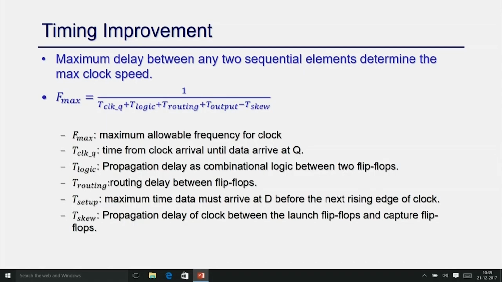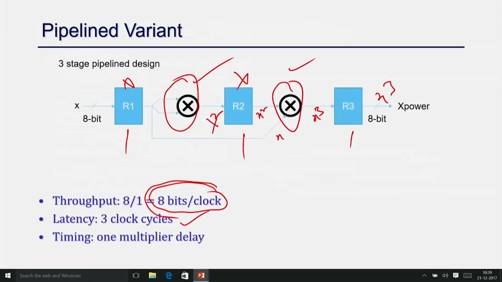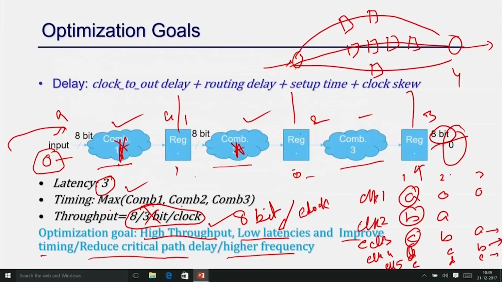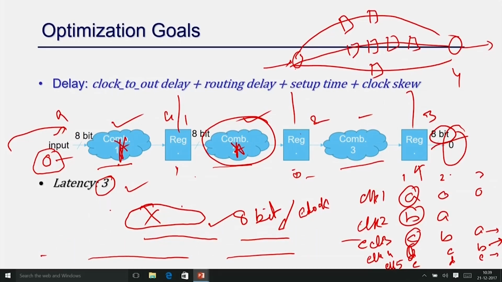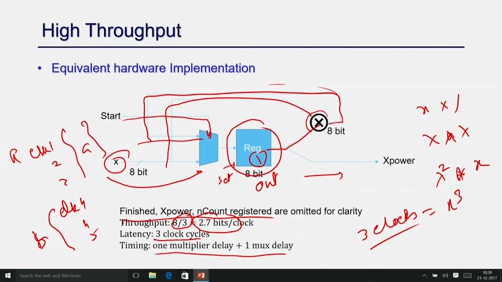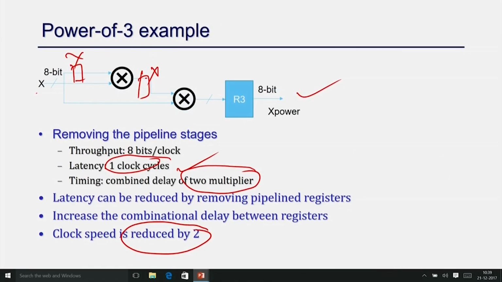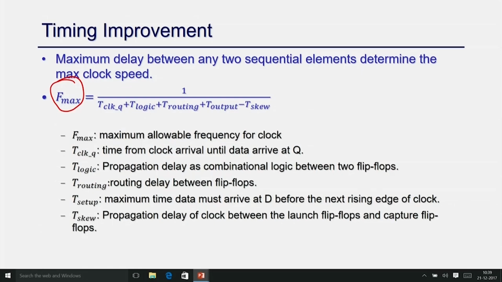So, as I mentioned, the clock period or the frequency is primarily determined by the combinational delay between the registers, right. Now if you consider the actual factors, there are multiple other factors. The first factor is clock to Q, which is basically the time from clock arrival until data arrival.